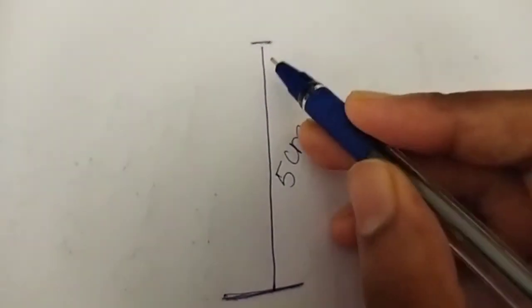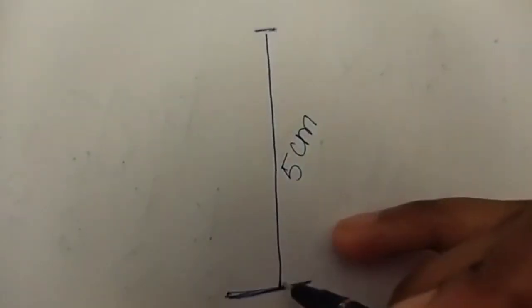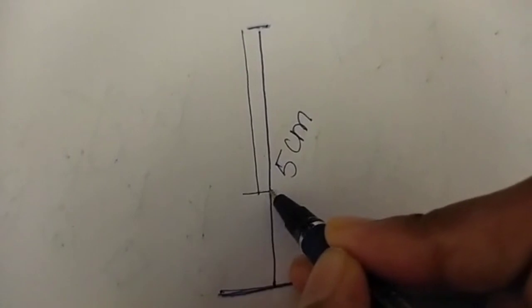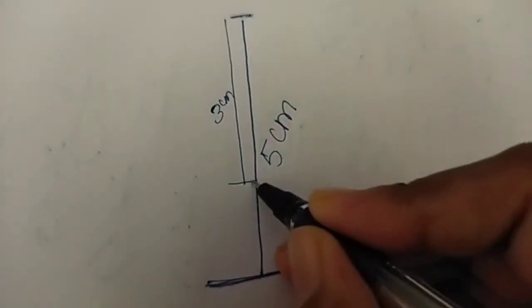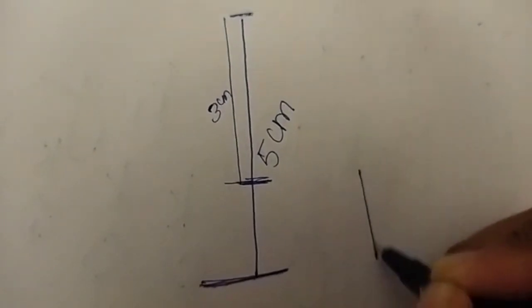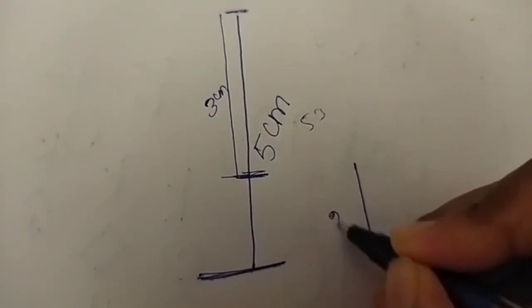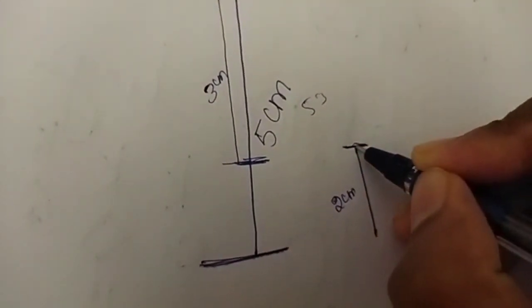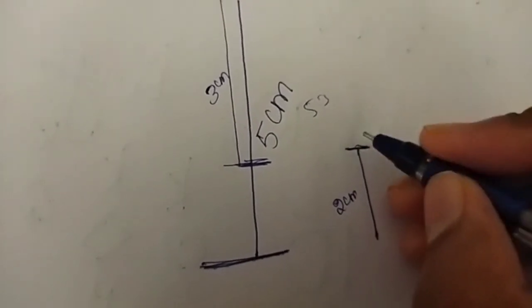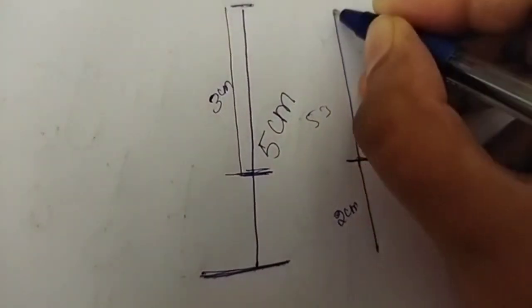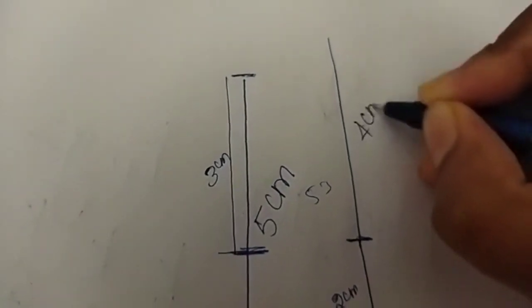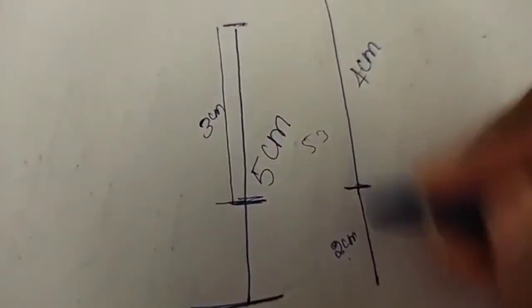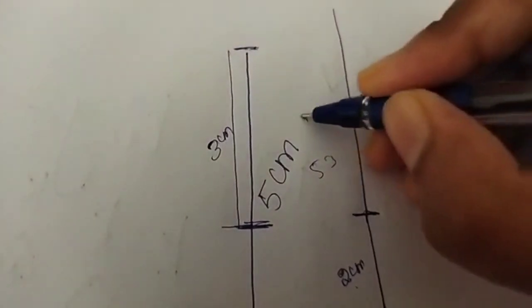And then it falls back 3 centimeter. Now it starts at 5 centimeter and falls back 3 centimeter. Where is the spider now? Now the spider is at 5 minus 3, that is 2 centimeter. From 2 centimeter it again climbs up another 4 centimeter. So from the starting point, 2 centimeter plus 4, it has totally climbed 6 centimeter.